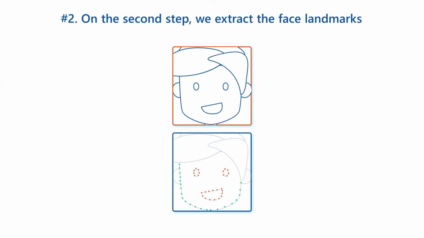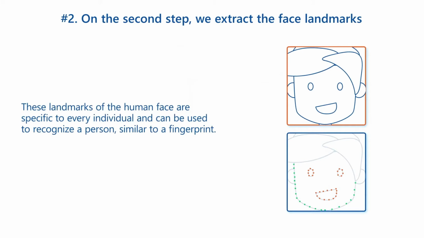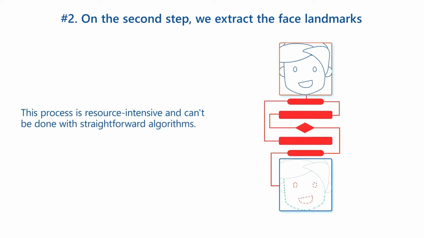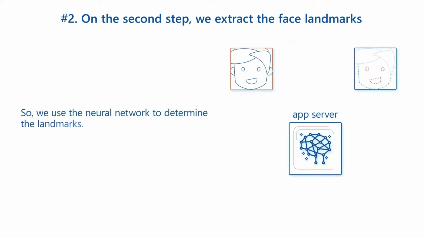On the second step, we extract the face landmarks. These landmarks of the human face are specific to every individual and can be used to recognize a person, similar to a fingerprint. This process is resource intensive and can't be done with straightforward algorithms. So, we use the neural network to determine the landmarks.